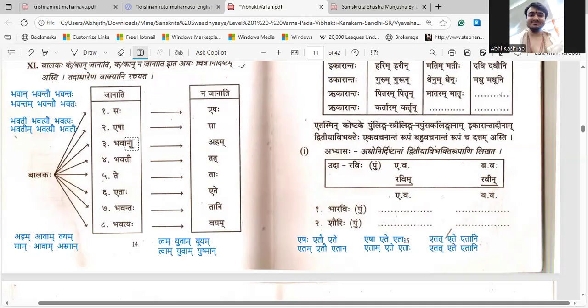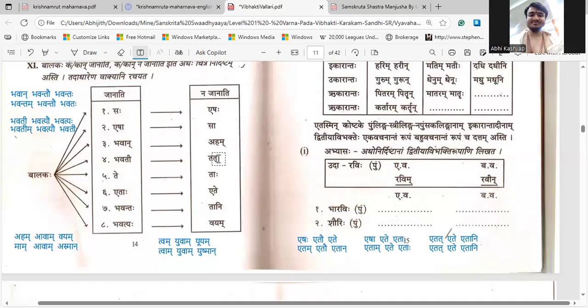Next, bhavan. Bhavan's Dvitiya Vibhakti form is bhavantam. Bhavantam janati. Okay. Then aham. Aham's Dvitiya Vibhakti form is mam. Mam na janati. Then bhavati. Bhavati will become bhavatim. Bhavatim janati. Balakaha bhavatim janati.